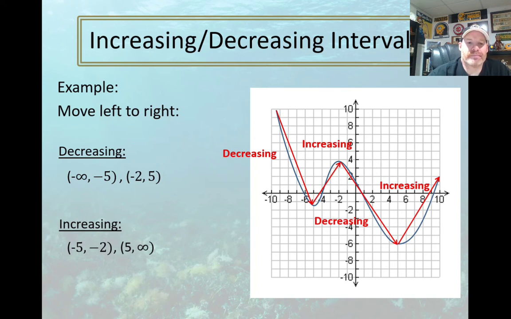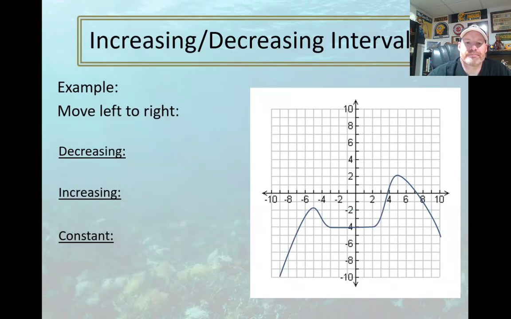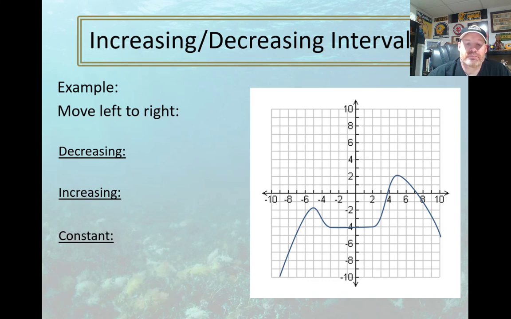All right, let's try another one. Oh yeah, forgot this. We use soft brackets for these because the exact point where the direction changes is neither increasing nor decreasing. Actually, I'm pretty sure I did mention that. All right, so let's take a look at this one. I'd like you to try this one on your own, which means you should pause the video. Write down your increasing, decreasing, or constant intervals, and you should get this.